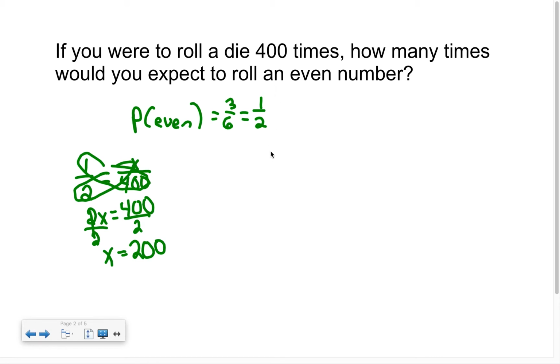So we could also do it that way for method 2. We can multiply the probability by the number of trials. So 1 half times 400, which is 200. Okay, so either method, you don't have to do both, but just know both.